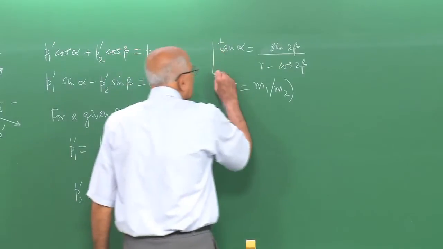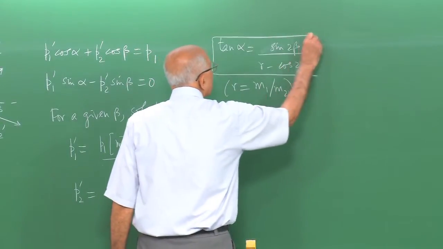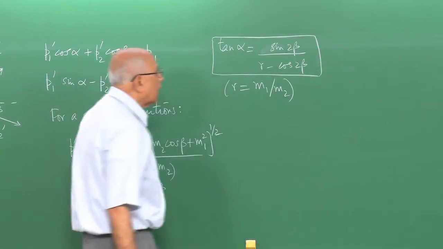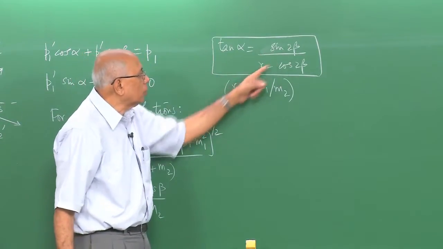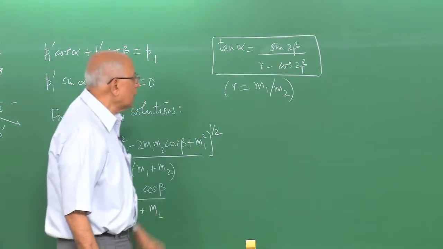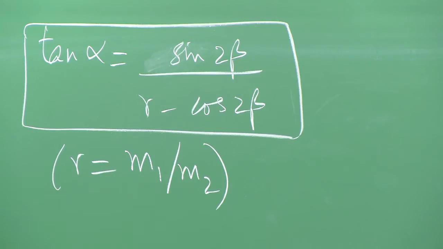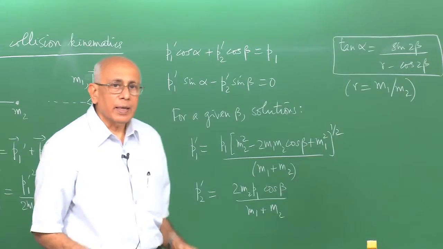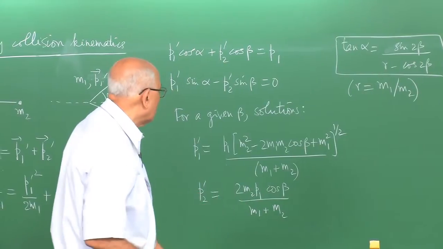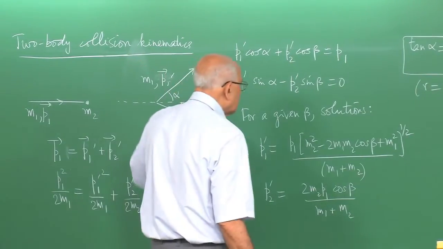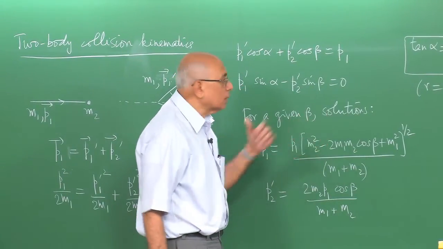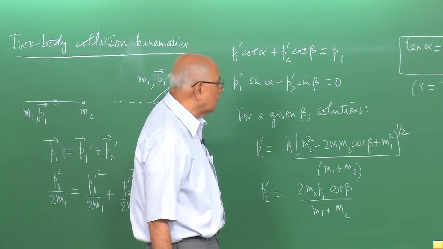This is an important expression: tan alpha is sine 2 beta over r minus cos 2 beta, where r is the mass ratio here. So that is the conclusion we get. Those are the results we get for these dynamical variables after the scattering process. Okay. Now the task is to analyze these solutions.